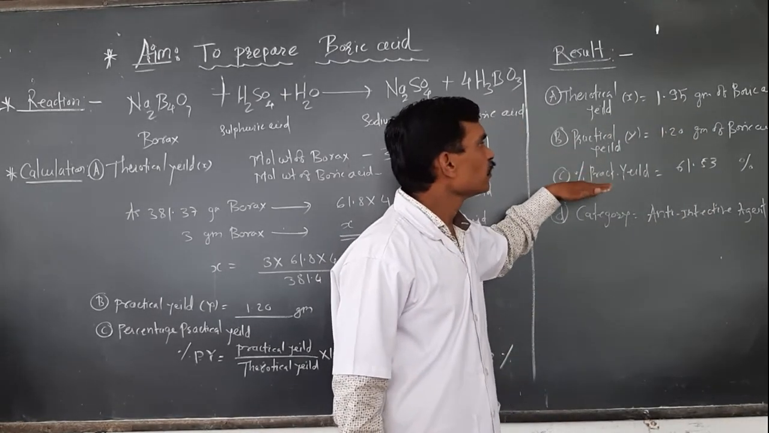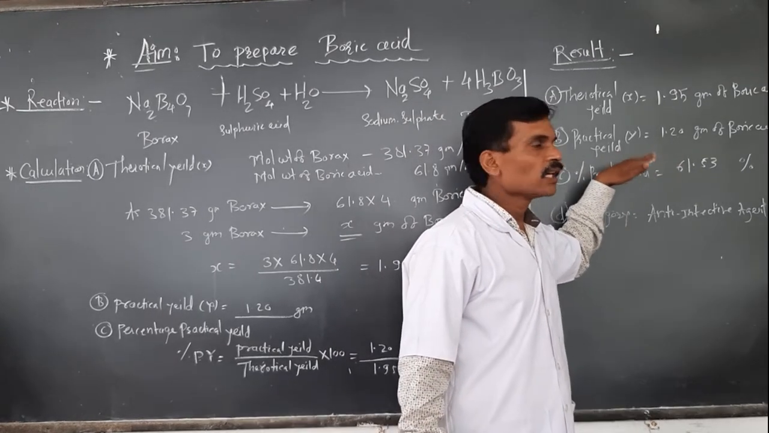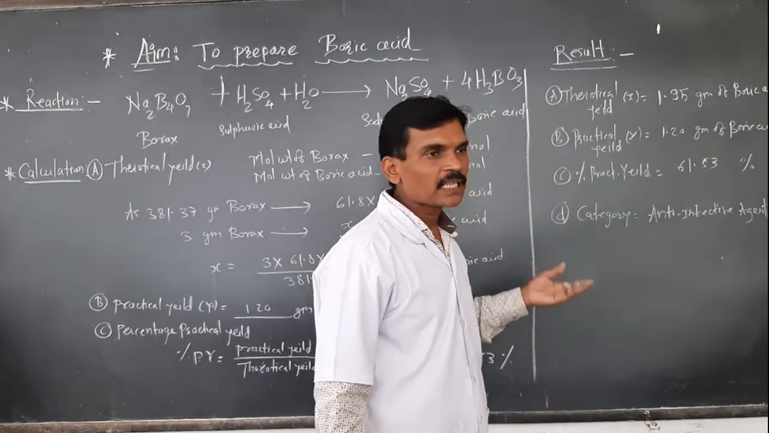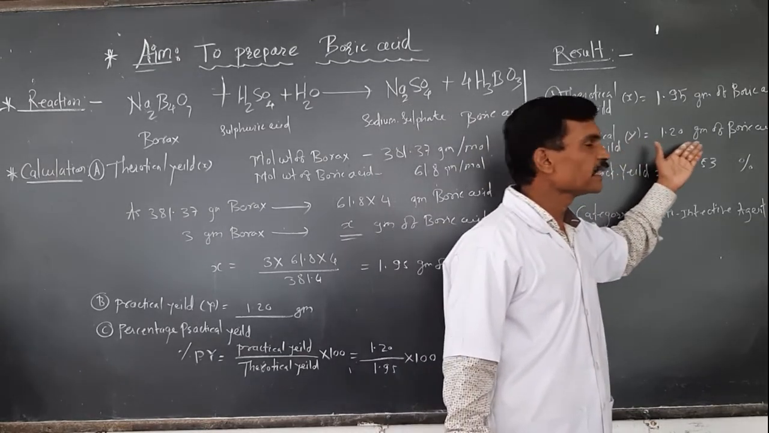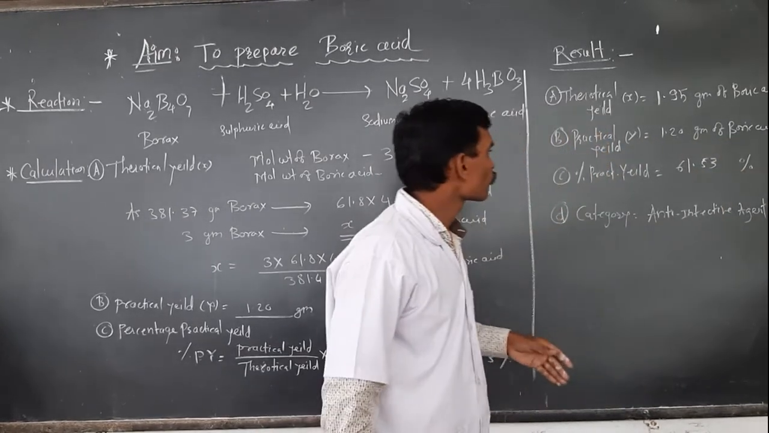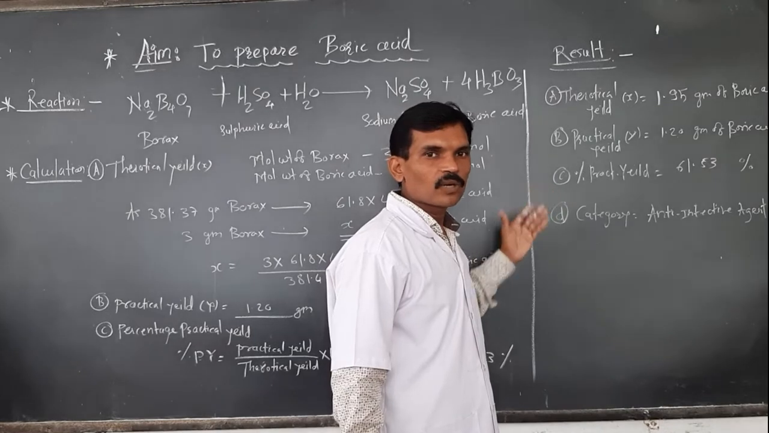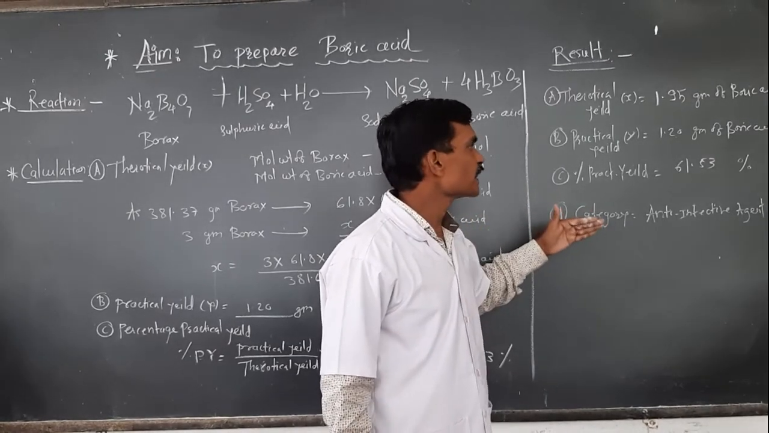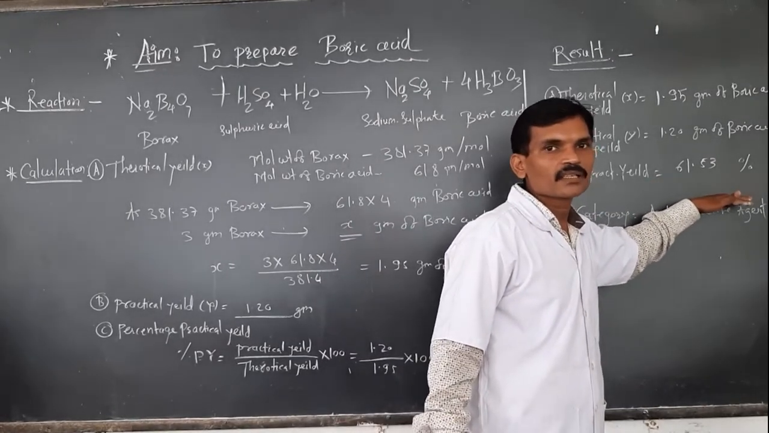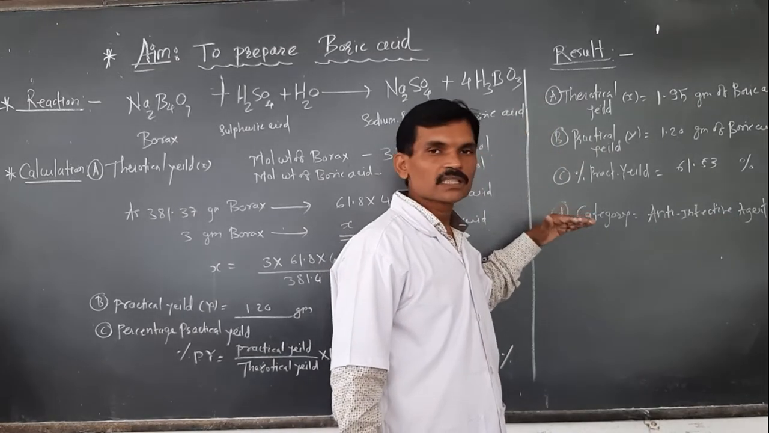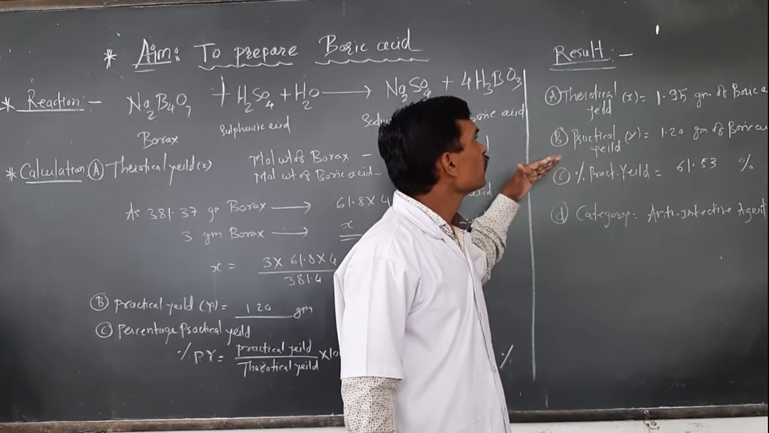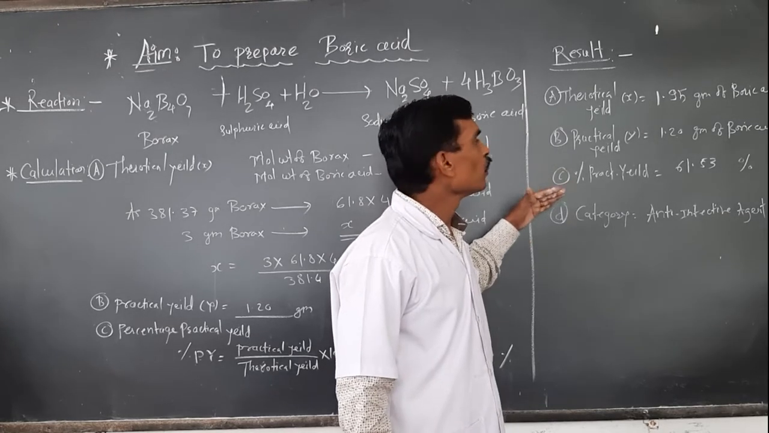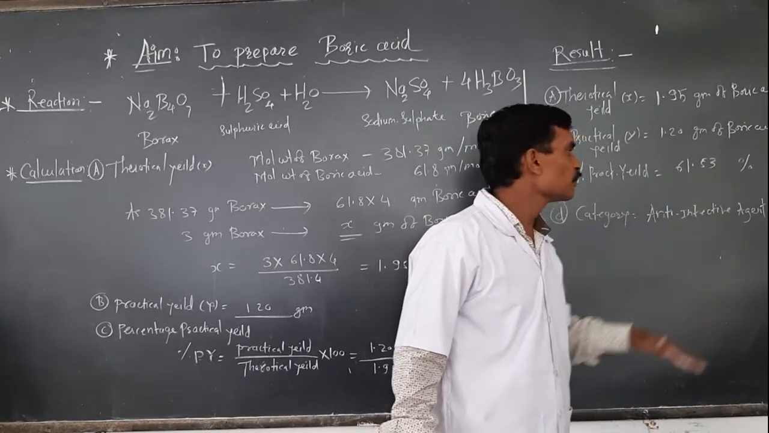Practical yield, that is Y. Actually after performing the practical, whatever dry product we got, that is 1.20 gram of boric acid here. Percent practical yield, whatever we got after calculation, that is 61.53%. This much percentage we practically got, that is 61.53%.